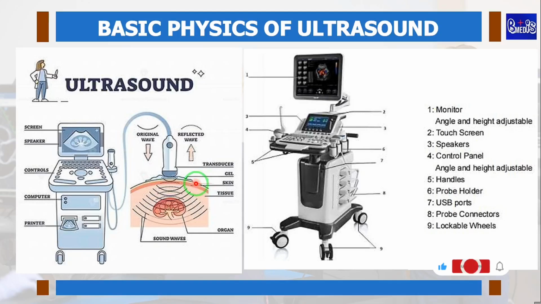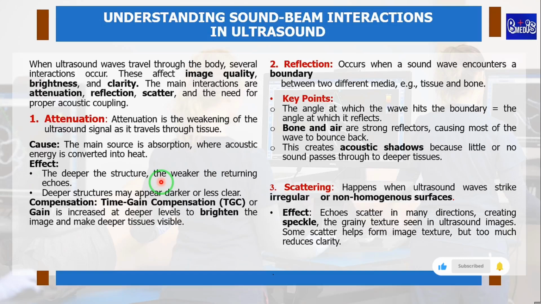Then this is the skin of the patient, the tissue, and the organ of interest. Now these are the sound waves: the coming in sound wave, which is this, and the reflected sound wave, which is the smaller dotted line you see there. So you see the reflected wave going back. So this is just the simple process of how the ultrasound imaging procedure is achieved.